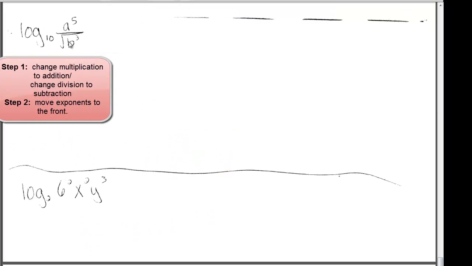Example 3. This is a division, so we're going to rewrite it.